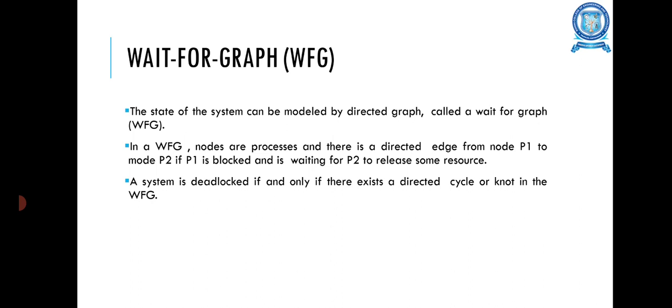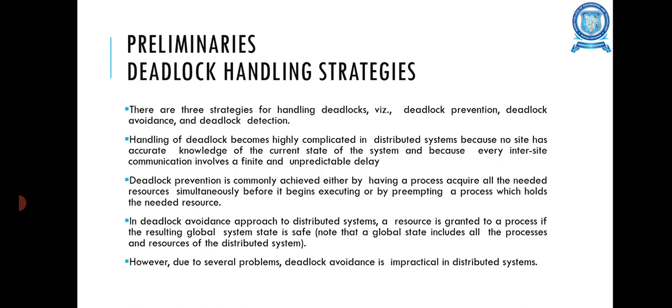Wait-for graph. The state of the system can be modeled using a directed graph called a wait-for graph, WFG. The WFG nodes are processes. If there is a directed edge from node P1 to node P2, then P1 is blocked and it is waiting for P2 to release some resources. A system is deadlocked if and only if there exists a directed cycle or knot in the wait-for graph.